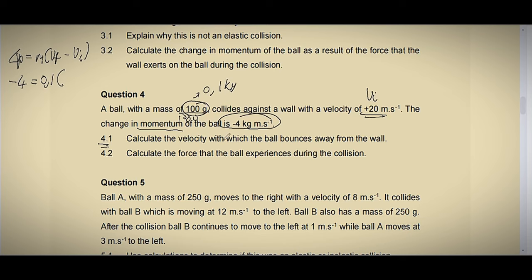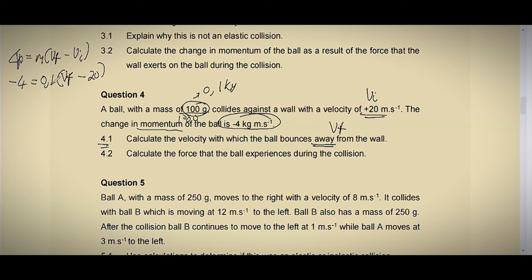Now they say calculate the velocity with which the ball bounces away. So this is definitely our VF, right? So we have VF here minus 20. We can see that it is given as a positive. We have this minus here, so we just substitute it as 20.